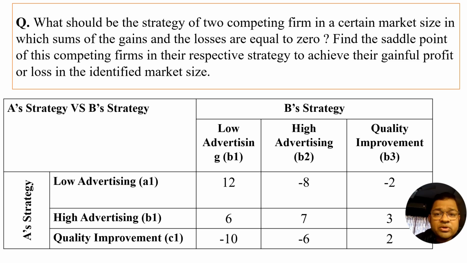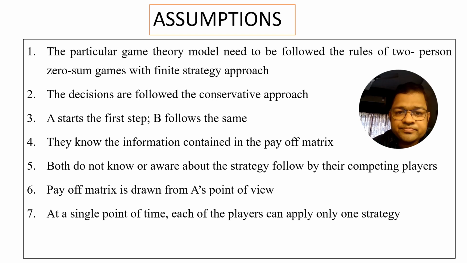Let's see some of the assumptions in this direction. The assumptions are that the particular game theory model needs to follow the rules of two-person zero-sum games with finite strategy. It means there are only two persons. In many game theory models, you will find multiple persons.